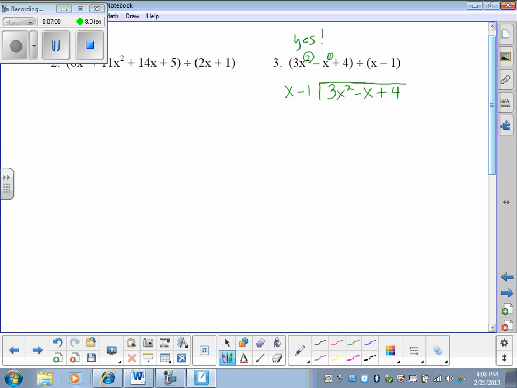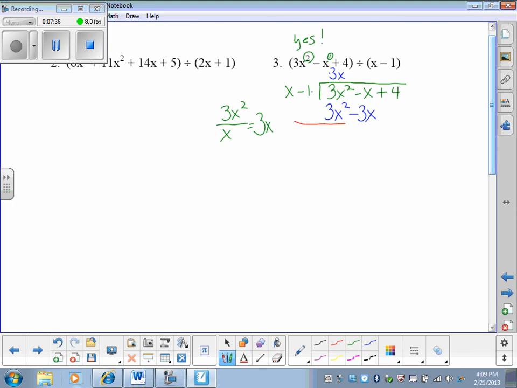All right. So how many times does x go into 3x squared? It goes 3x times. So I'm going to put the 3x right above the number I'm dividing into. And I get 3x times x is 3x squared. And then minus 3x times the 1, or negative 1, is going to be minus 3x.